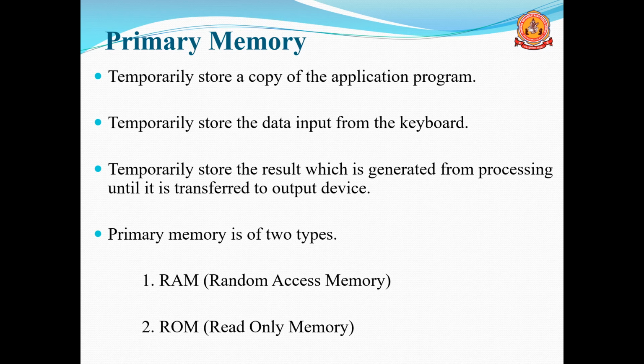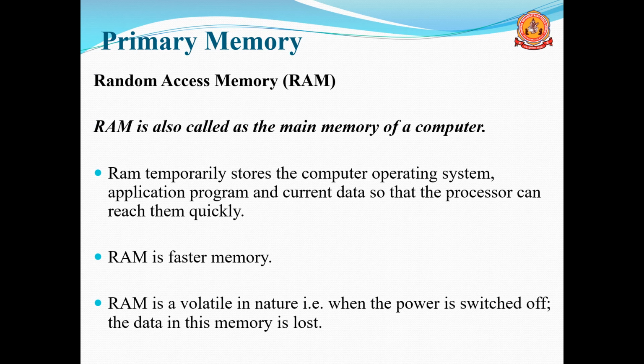Primary memory mainly is of two types. One is RAM and the other is ROM. RAM means random access memory. ROM means read-only memory. Random access memory is actually known as RAM, and the other one is read-only memory. The first one is random access memory.